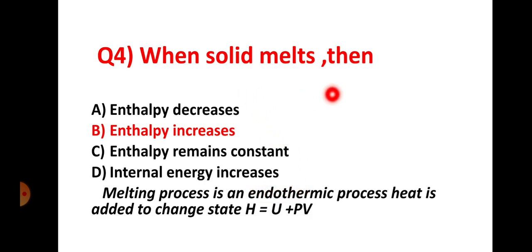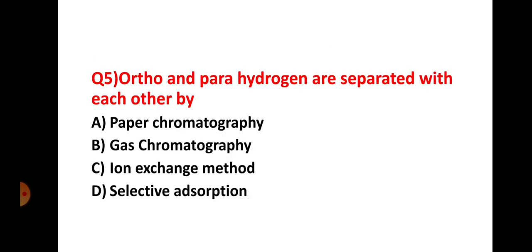When a solid melts, its enthalpy increases because melting is an endothermic process. In an endothermic process, heat is added to change the state. So H equals U plus PV increases. That means enthalpy increases when a solid melts. That is option B. Now let's move to question number 5.